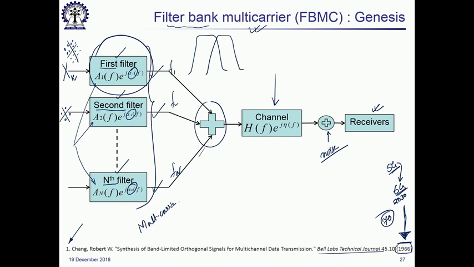Not only that, one can also shape the characteristics of each of the subcarriers such that they can be made more resilient to frequency offsets, which we find is one of the critical constraints of orthogonal frequency division multiplexing systems. So, with this we bring this particular lecture to a stop, and we will continue on filter bank multi-carrier in the next upcoming lecture.